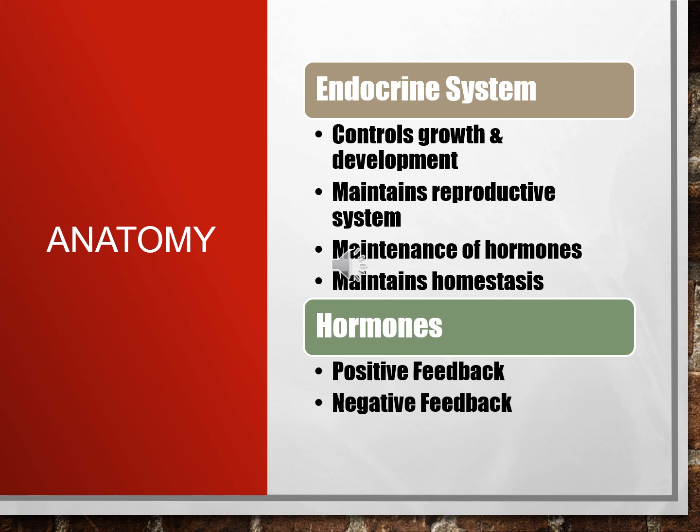So when we talk about hormones, we also want to talk about positive and negative feedback. As far as positive feedback, that's seen when hormone levels fall. The hypothalamus secretes releasing hormones that stimulate the pituitary gland to release stimulating hormones that affect the target organ. When negative feedback happens, this is when those hormone levels are too high and the hypothalamus secretes inhibitory hormones that stimulate the pituitary gland to release those inhibitory factors.